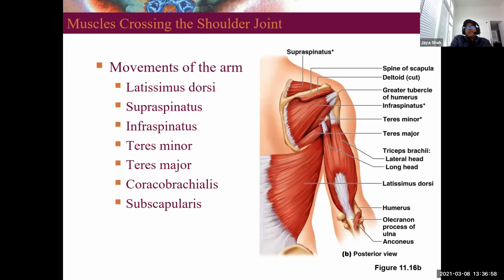Here are the same muscles on the back again: supraspinatus, infraspinatus, teres minor, teres major. And here will be the rhomboideus, rhomboid major and minor. Here are the biceps and triceps brachii, with three heads: lateral head, long head and short head. And then it is attached to the olecranon process of the ulna.